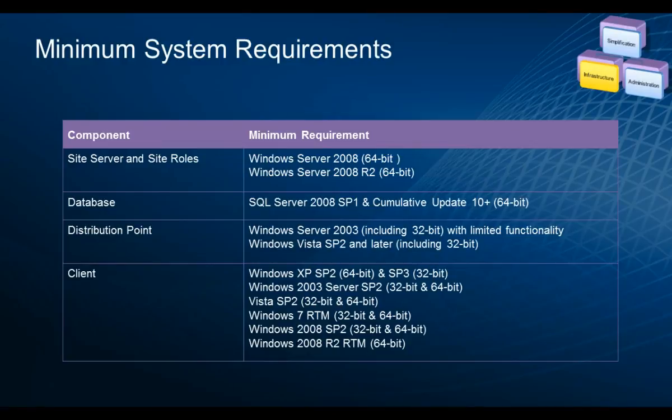The system requirements, based on components: we have site servers and site roles. We have the database level of componentry. We have distribution point level, as well as client. And then on the right side, you can see a heavy parallel to the Windows supported platform roadmap. You can see basically all of these supported platforms from Windows are listed, but we do have variations between the components of what operating systems can run for certain services.